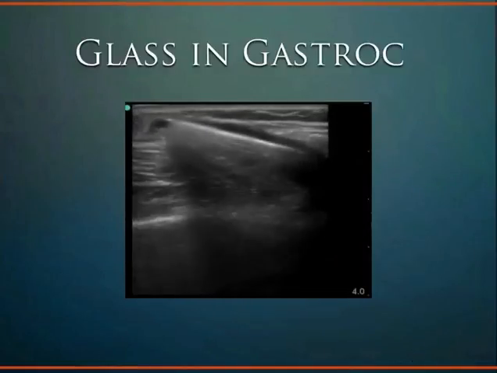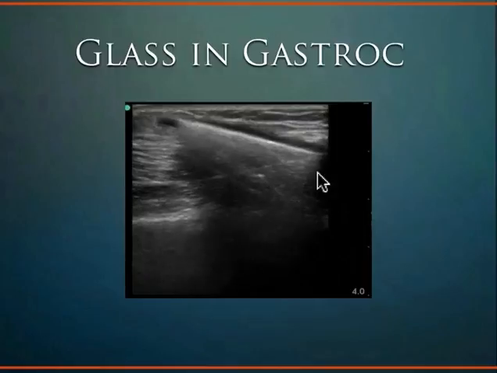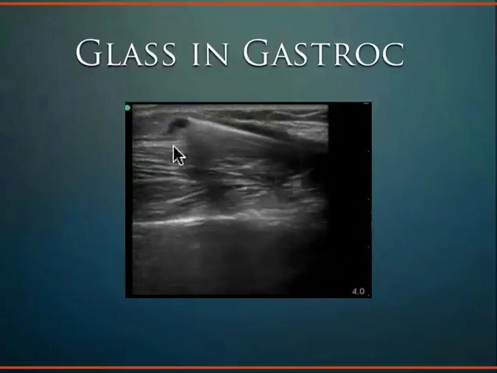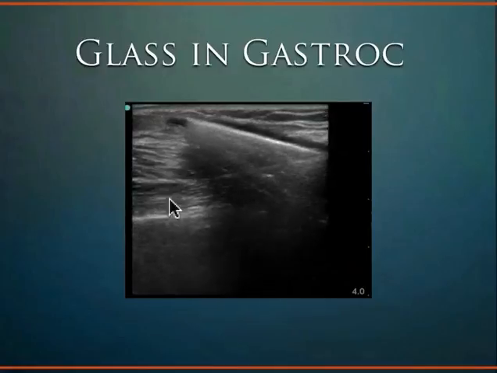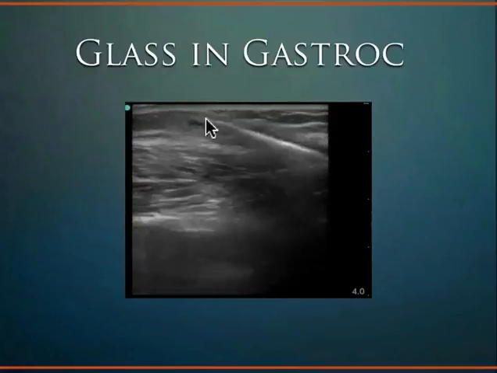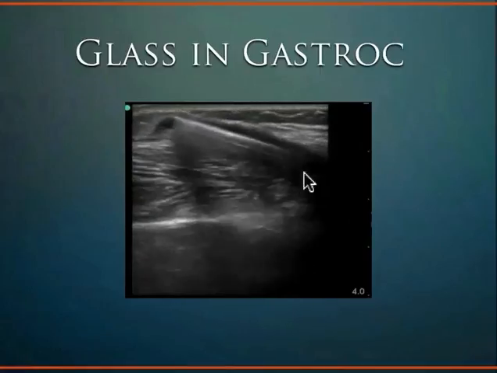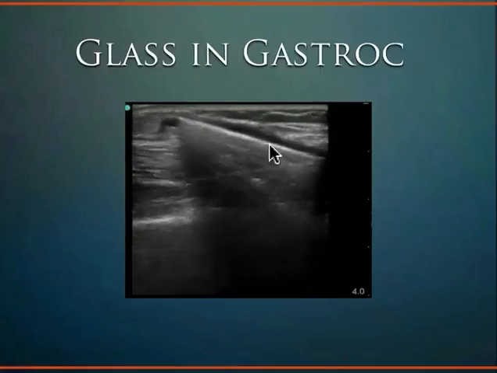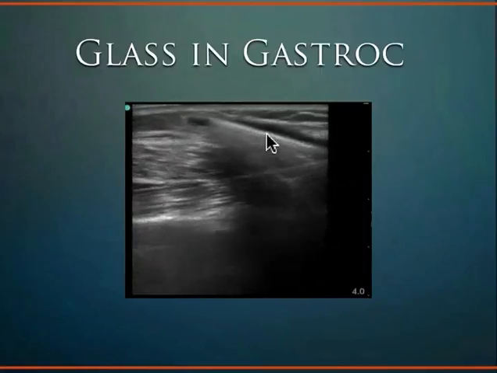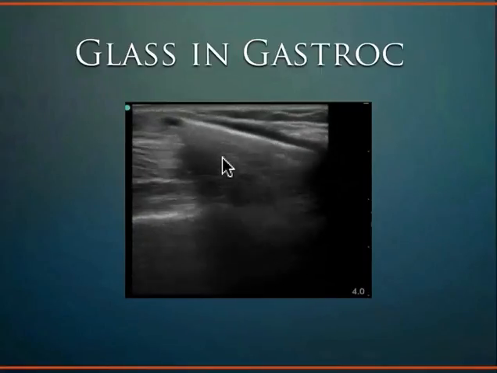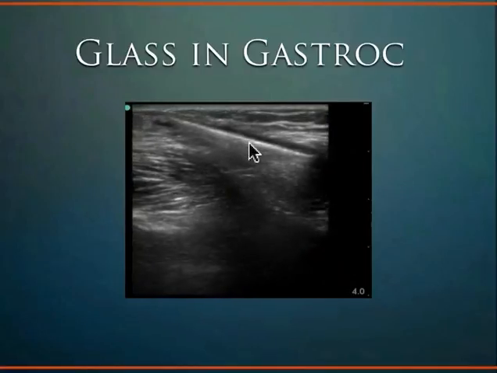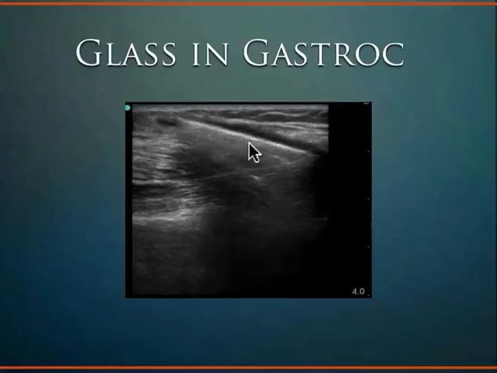This is an image, courtesy of Dr. Fox, of a piece of glass that's in the gastroc muscle. So, again, you can see the fibrillar pattern of the normal muscle tissue here, connective tissue layers, and then this foreign body jetting into the muscle tissue. And just like any other hyperechoic or reflective structure, you're going to see posterior acoustic shadowing from that glass foreign body. So, a nice example of some of the pathology you can see on ultrasound.